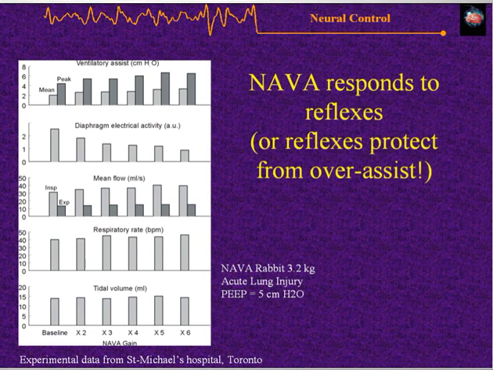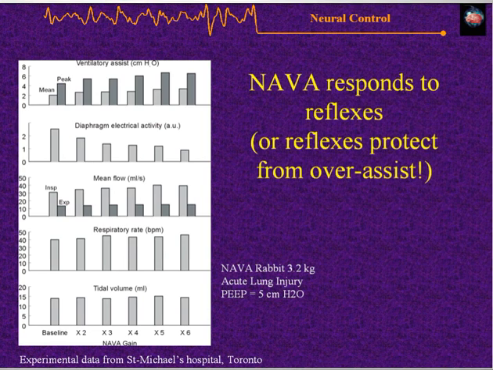This is a slide to show you that NAVA responds to the control of breathing reflexes. Again, we have data from a rabbit breathing on NAVA, and what we've done is we've had the rabbit breathing on NAVA at baseline levels, and then we've increased the gain factor by 2, 3, 4, 5, and 6. Let me remind you that this means that for a given electrical activation, the rabbit was receiving a proportional assist. Times 2 means that he was receiving twice the amount of assist for the given electrical activation. The gain factors were increased every 5 minutes.